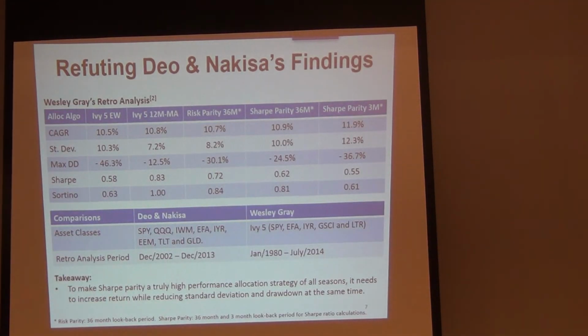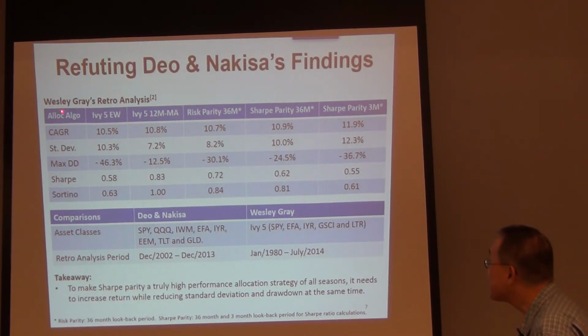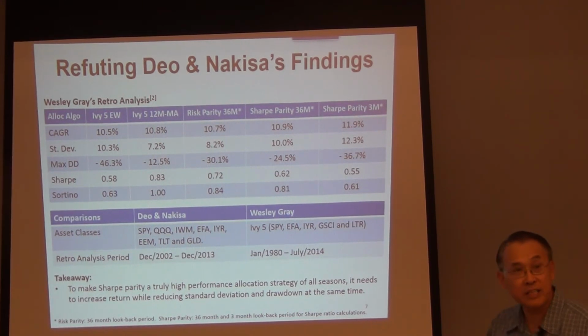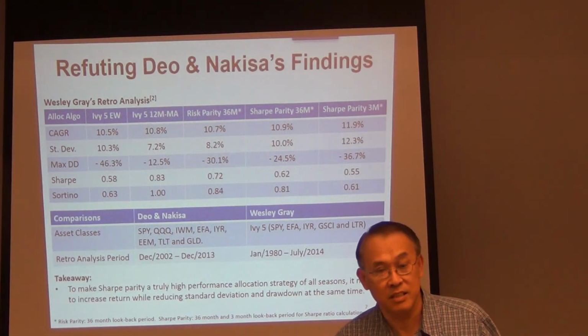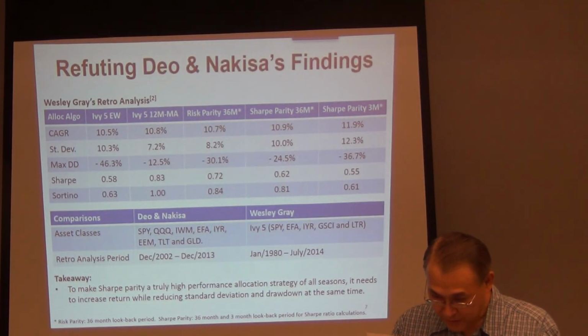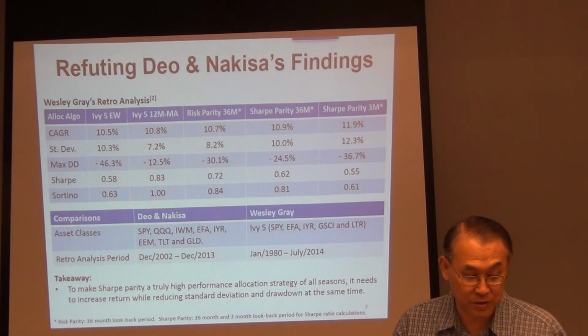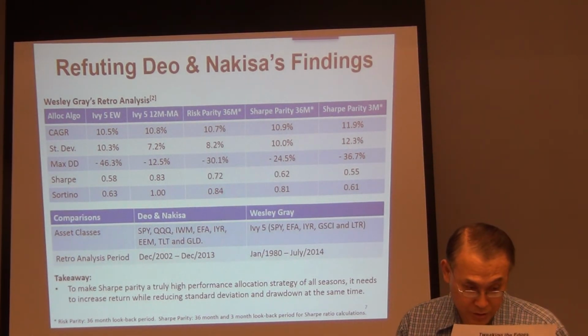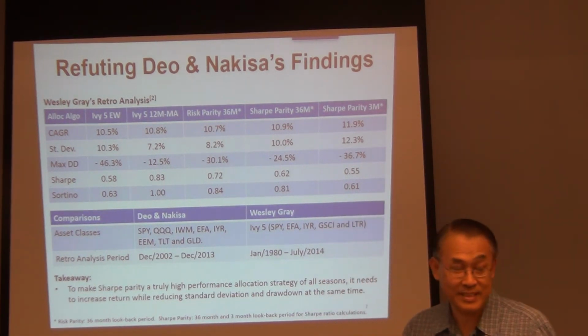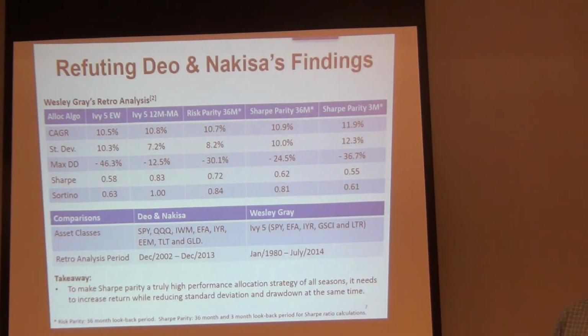Now, the other thing is that since Neil and Nakisa published the original article, somebody has come out and refuted their findings. One of them, probably the most noticeable, is Wesley Gray. They call themselves Alpha Architect. That's on source document number 2. They came out earlier this year and said your strategy is actually not so great.